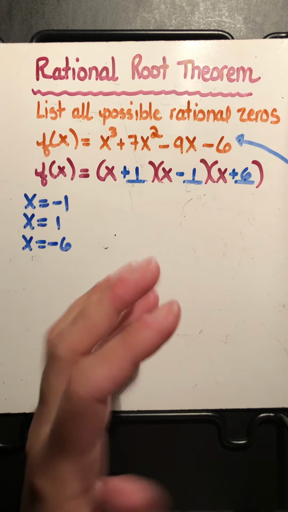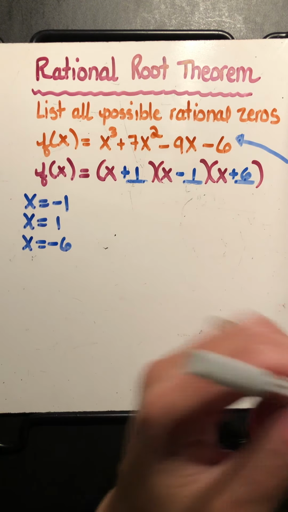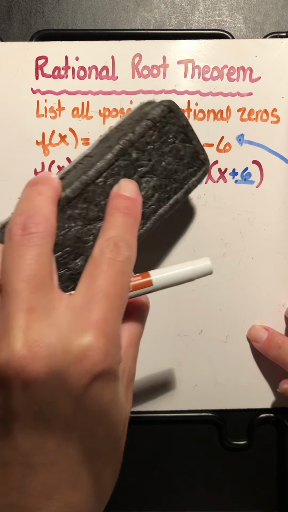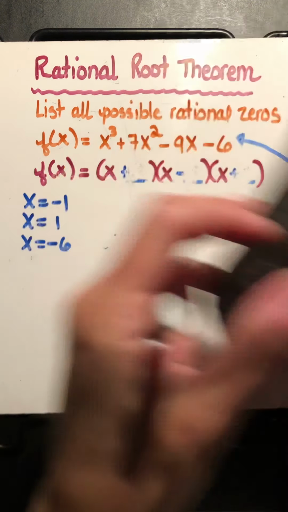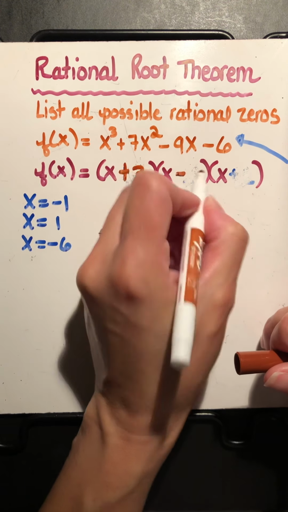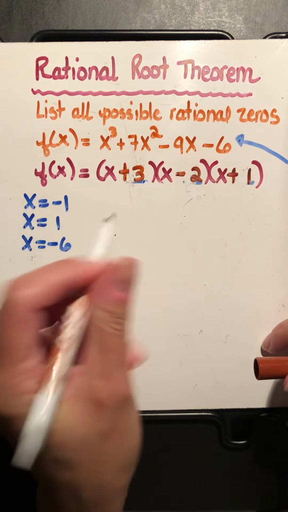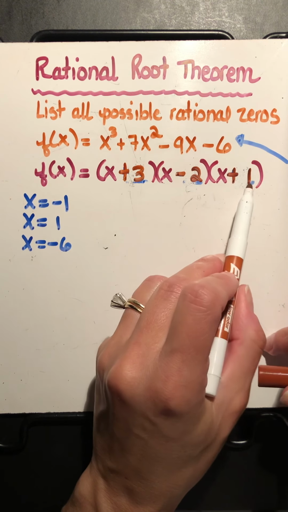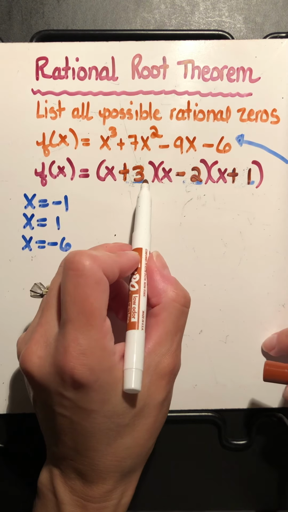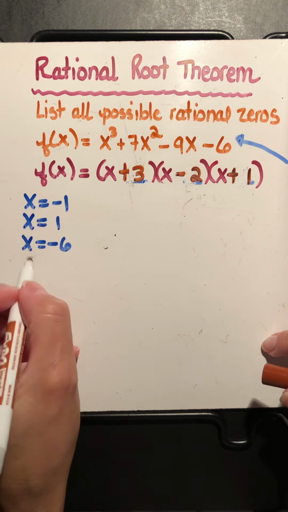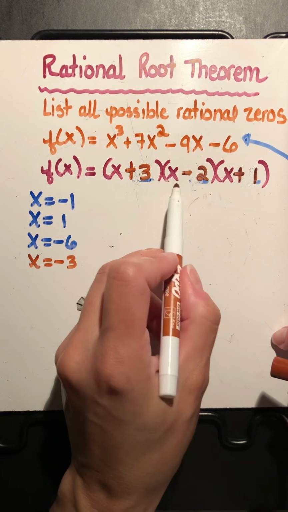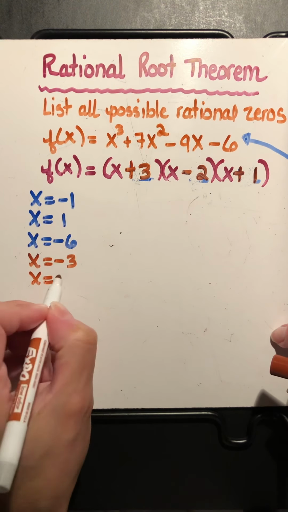Okay, but you may be thinking, wait, Mrs. Bailey, there's probably more options, and you're absolutely right. I could go on and on, right? I could have, I don't know, let's make some different numbers here. I could have x plus 3, x minus 2, x plus 1, because 3 times -2 times 1 multiply to -6. And again, if x plus 3 is a possible factor, then x equals -3 is a possible root. And so on, right? X equals 2 is a possible root.